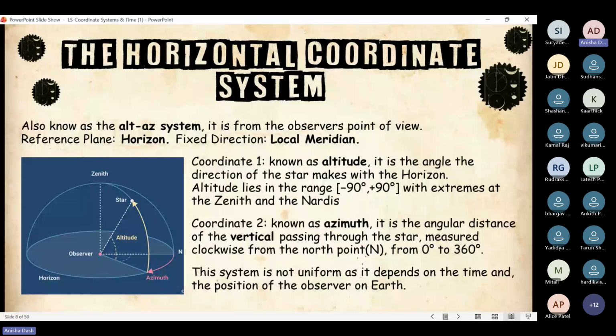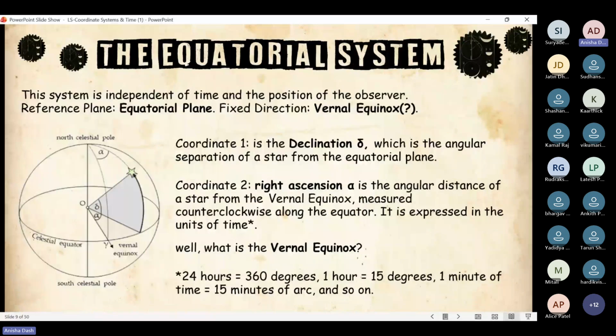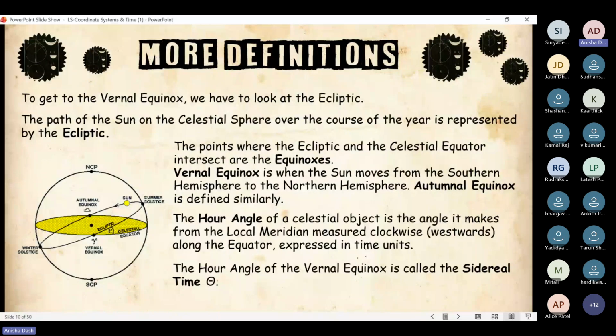Yes, we do. Our second coordinate system is the equatorial coordinate system. In this system, the reference plane is the equatorial plane, how we defined it before, and the fixed direction is the vernal equinox. Well, what is the vernal equinox? To understand the vernal equinox, we need to understand the ecliptic. The path the sun traces on the celestial sphere over the course of a year is known as the ecliptic. This is kind of like a figure on the celestial sphere, and the ecliptic intersects the celestial equator at 2 points. These points are known as the equinoxes.